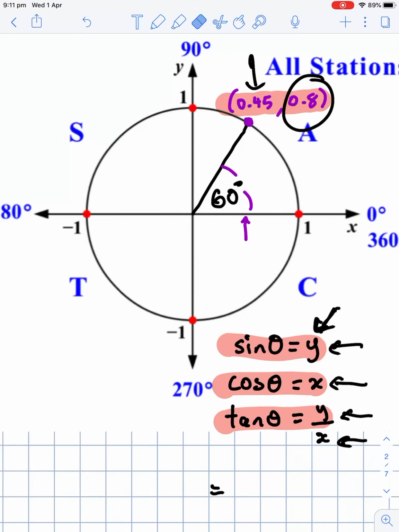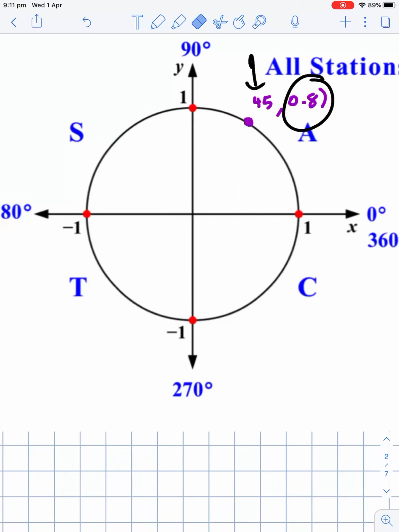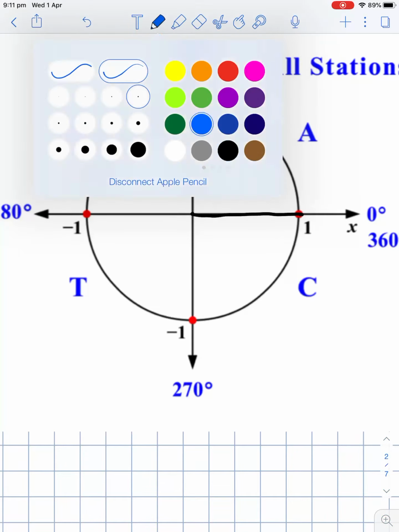But we want to do it for some easier points, angles not like 60 but more like 90 and 0, etc. These are the ones that I'm getting you to write into your book. Okay, so let's start with 0. So here is the 0 angle. Let's do it in a different color.